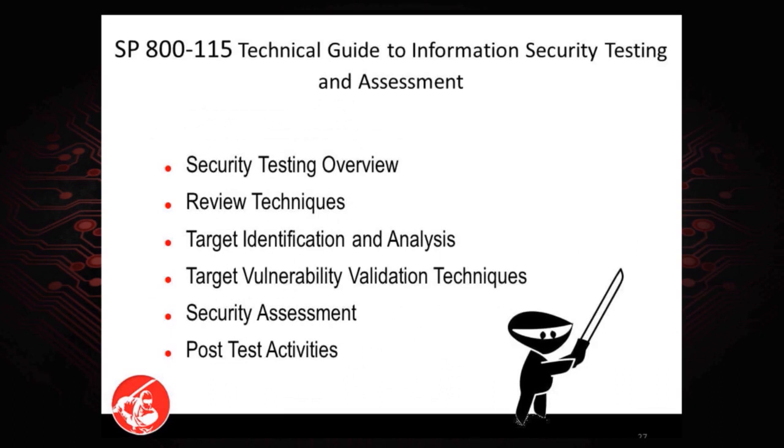Okay, the SP 800-115 is a technical guide to information security testing and assessment by NIST. It gives you security testing overview, review techniques, target identification analysis, and target vulnerability validation techniques. Validation techniques, again, remember, means exploitation. This means we're trying to exploit the target and validate our vulnerabilities, which is part of red teaming. Then security assessment and post-test activities. That is, if you get exploitation, you get on the machine, what do you do from there? Sometimes you do what's called post-exploitation, where you'll crack passwords and do other things like that.